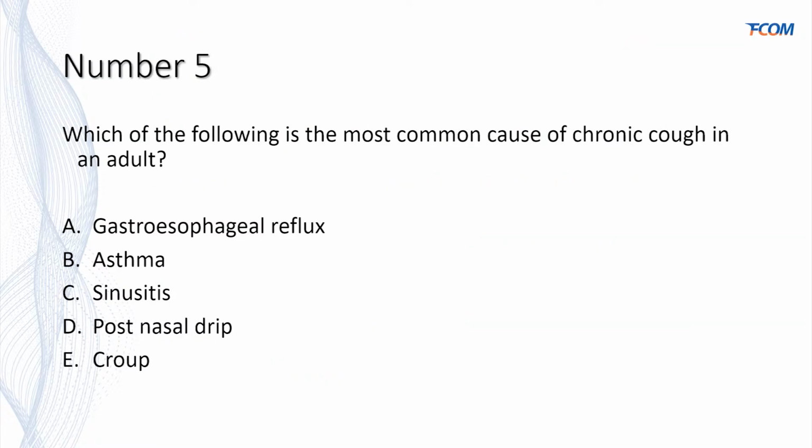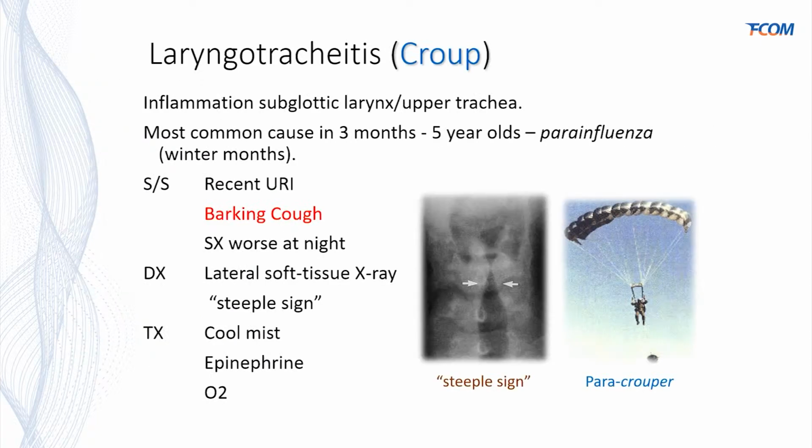Which of the following is the most common cause of chronic cough in an adult? All of these treatment choices can cause cough, but they're asking which is the most common. The most common is postnasal drip. Croup can cause cough, but is more common in children.